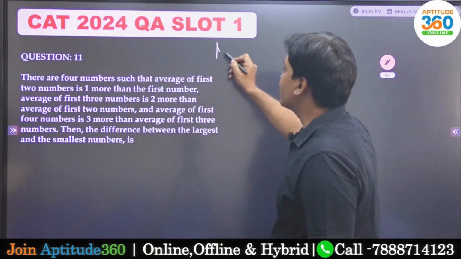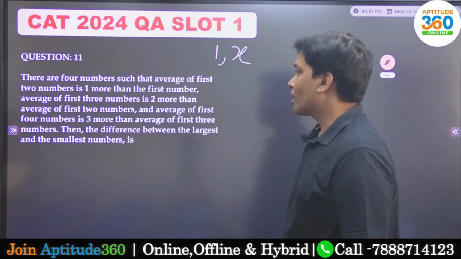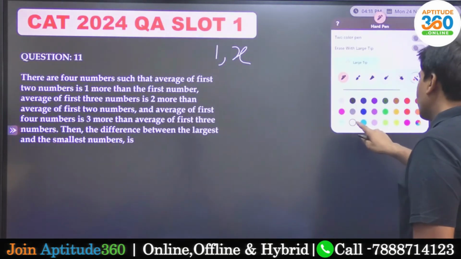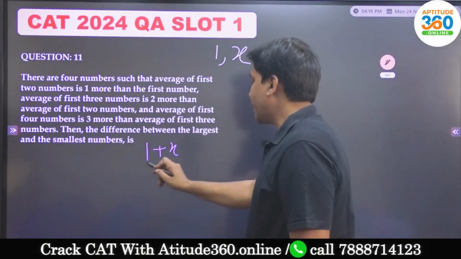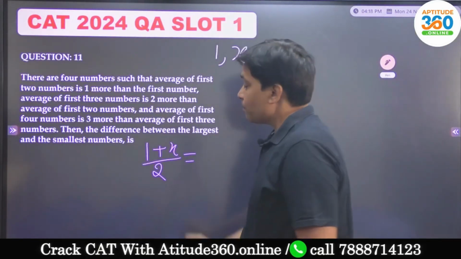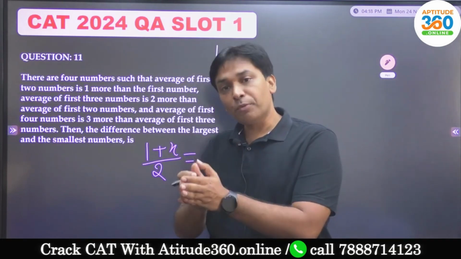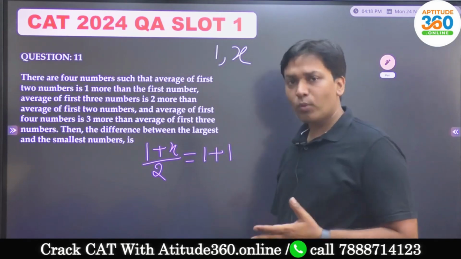My first value is 1. And then the second value, let us assume it's x. So what is going to be the average of these 2 values? 1 plus x by 2, right? So it is nothing but 1 plus x by 2. And the problem says that the average of the first 2 numbers should be 1 more than the first number. What is the first number? It is 1.